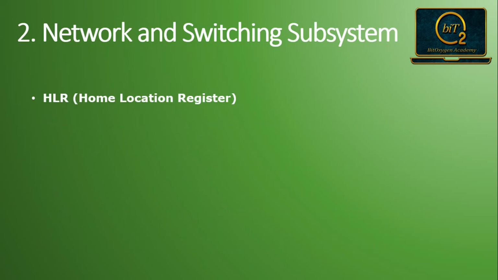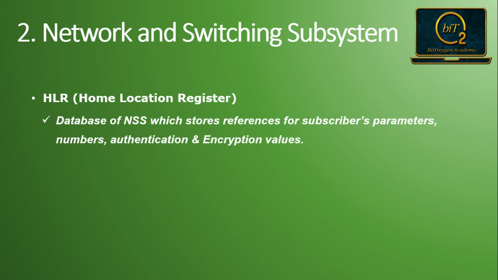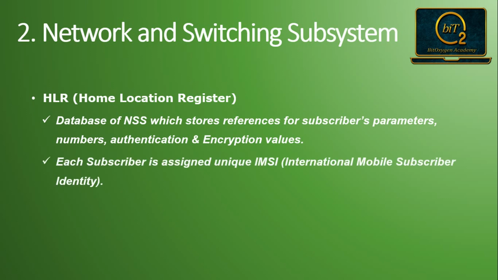Let's see the second entity, that is HLR, Home Location Register. HLR is a database of NSS that stores the information of subscriber which belongs to their home location. Each subscriber is assigned a unique IMSI and this number is used to identify each user uniquely. IMSI means International Mobile Subscribers Identity. HLR contains the detailed information of subscriber such as its current location and the allowed services.